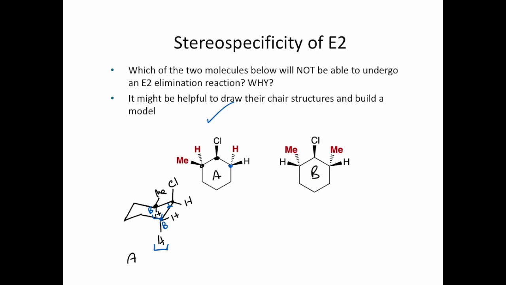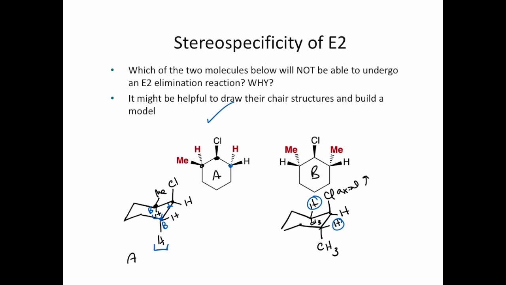What about the next one? So I'm going to put my chlorine up because I know it needs to be axial up. Then Me stands for methyl, so CH3 is pointing down, H is equatorial up. Here H is equatorial up, CH3 is pointing down. Now here I have the leaving group axial up. And where are my beta hydrogens? That's these two things. But they're equatorial up.